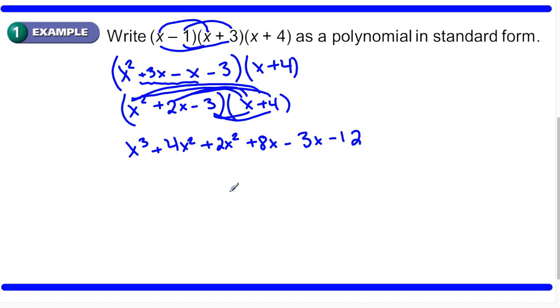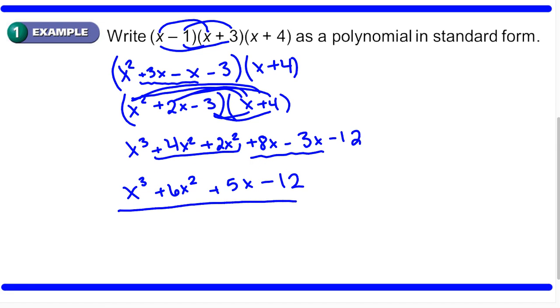Okay, so now we need to clean this up, simplify, combine like terms. 4x squared and 2x squared are alike, and 8x and negative 3x are alike. So that gives us x cubed plus 6x squared plus 5x minus 12. Now this is in standard form because our degrees are in decreasing order. So this is your final answer.